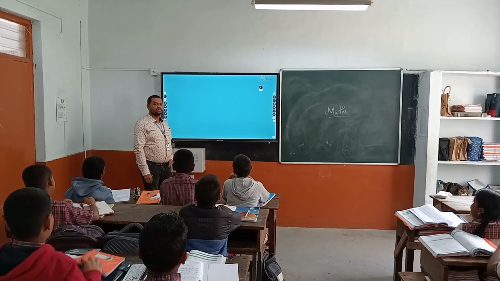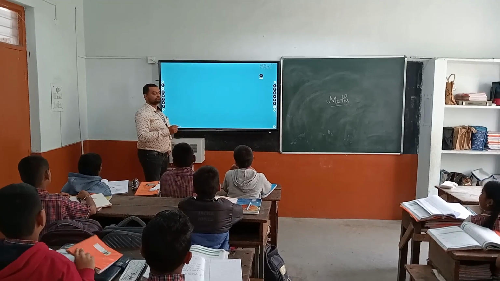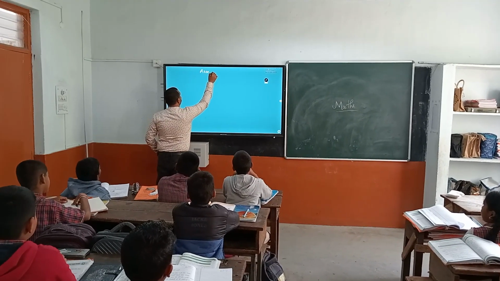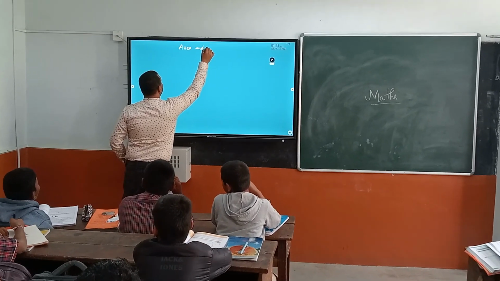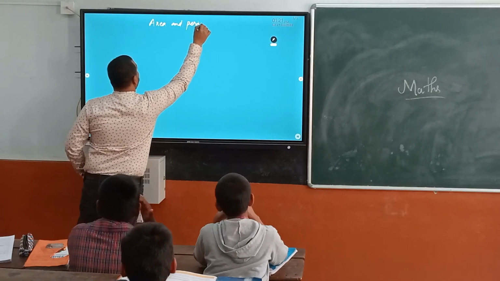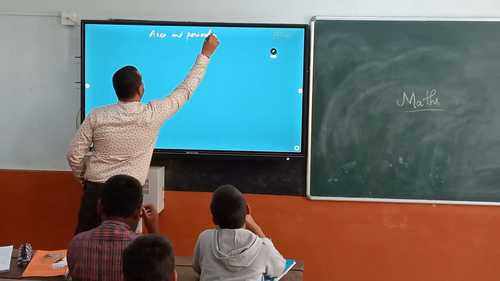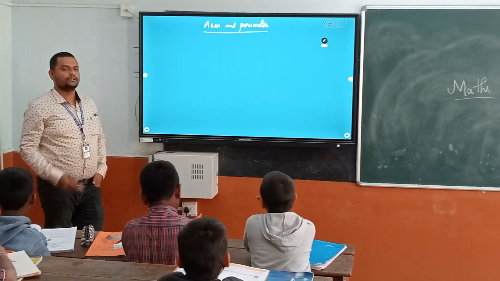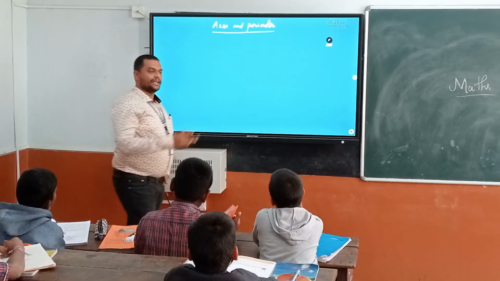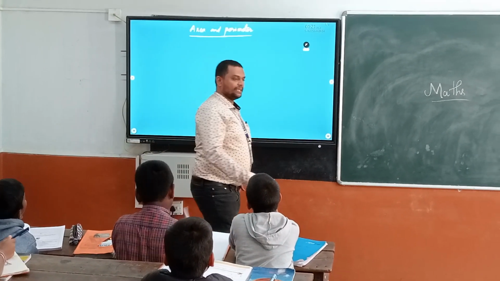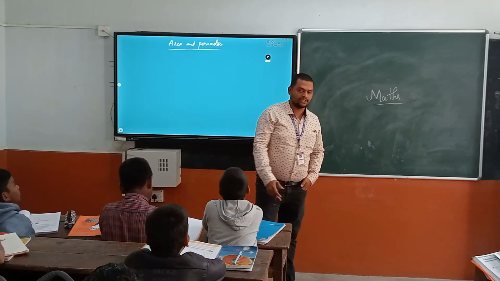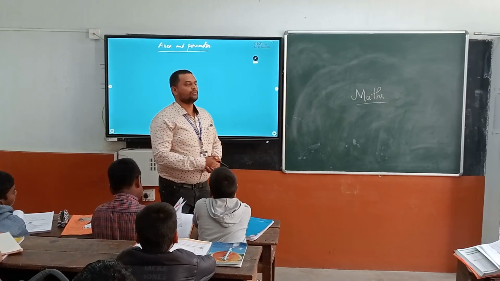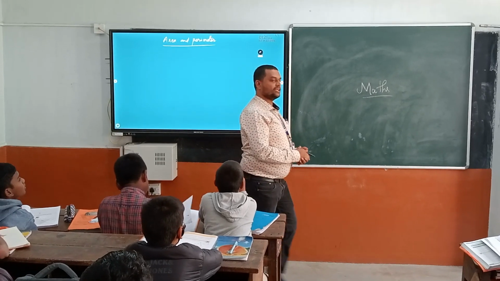Today we are going to learn about the topic of area and perimeter. As we have been learning from childhood, we need to find the area and the perimeter, whether in a textbook or anywhere else. So let me ask about this. What is the perimeter first?